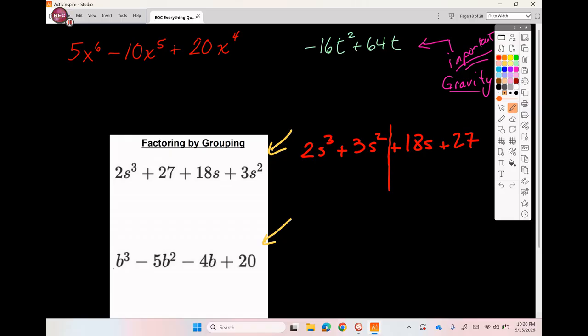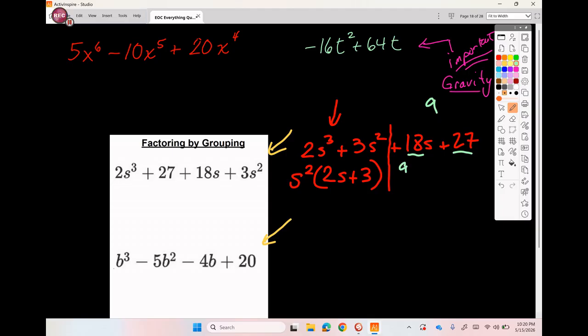And now, over here, 2 and 3 have no number in common, but they do have s's in common. They both have 2 s's in common. So you can take out s to the second power, and that leaves you with 2s plus 3. Remember, the goal here is to match your parentheses on the right side now. So 18 and 27, the greatest common factor is 9. No letters in common because the 27 is a constant.